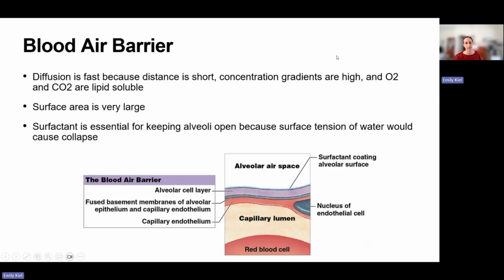So here is that blood-air barrier. We've got our alveolar cell level, and then the basement membrane of the alveolar epithelium and the capillary endothelium is fused. So they share a basement membrane. You can see the thin layer of surfactant covering the surface. Here is a red blood cell in that capillary lumen. And then we're remembering that those endothelial cells, they're actually cells. They're not just a layer of tissue, but are truly cells. So this is the blood-air barrier.